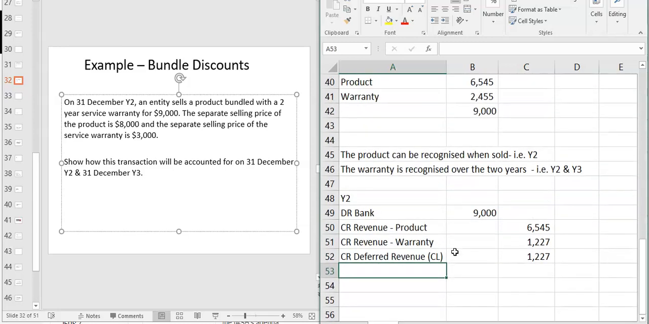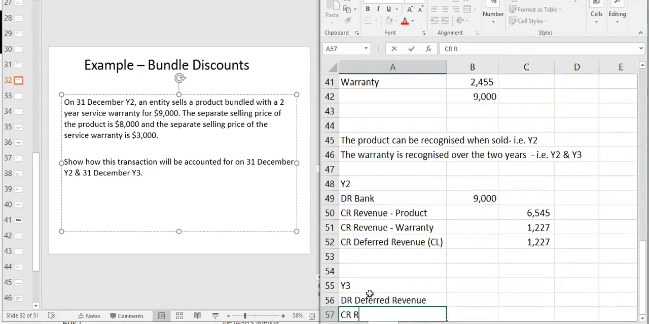So what we're seeing here is you have to defer the recognition of revenue for the second year of the service warranty until it's actually earned. And you'll only earn that next year when the time passes, that second year of the contract. So in year 3, you will debit deferred revenue and you will credit revenue for the warranty. So it goes from a liability to a revenue, the P&L, 1227. And that's what the key accounting is.